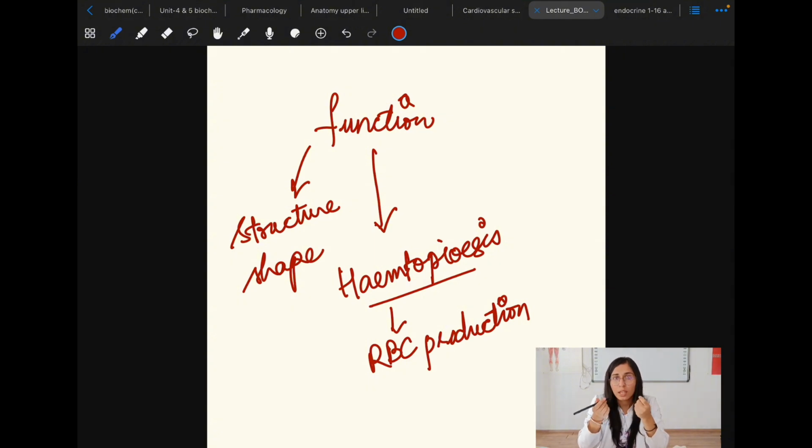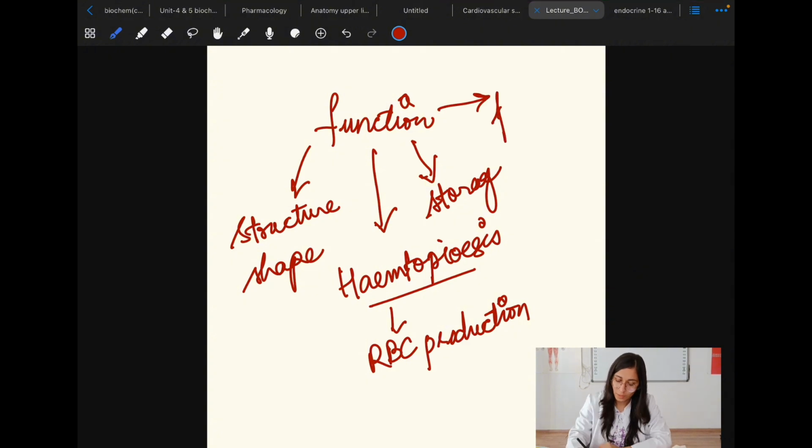Then there is another function, that is storage. Storage of what? Storage of the important essential minerals like calcium, phosphorus and other such essential minerals that are important for the growth and the development of the bone.